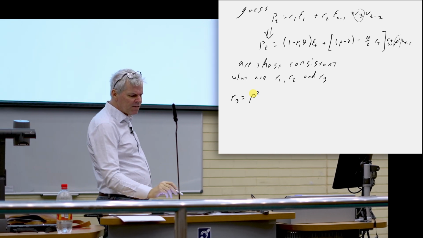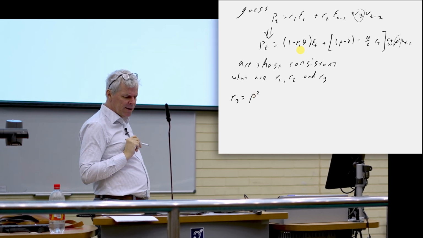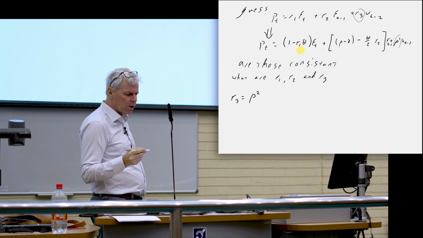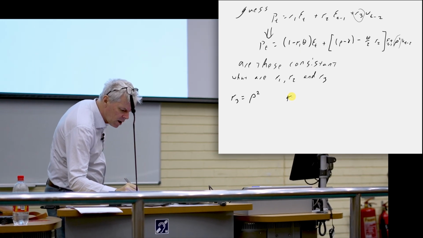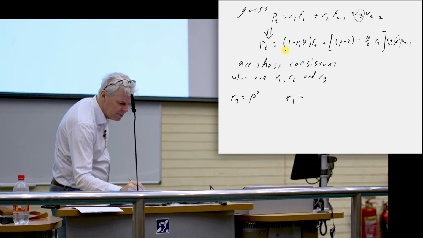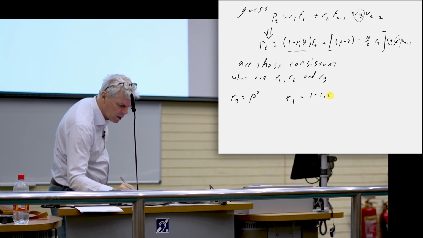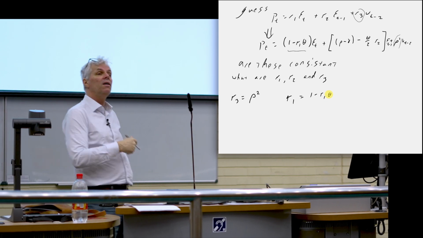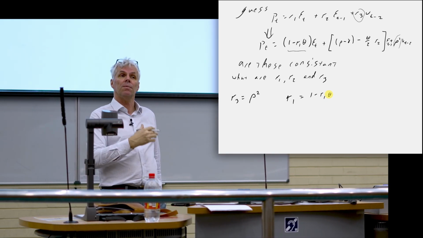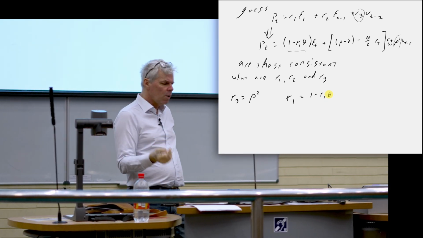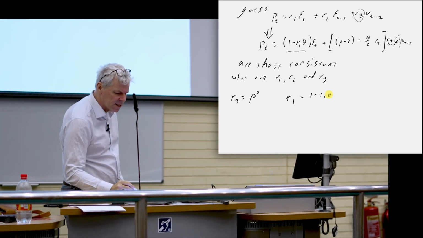Okay, now we need to find R1 and R2, and these are a bit messier, right? So if our guess is correct, R1 has got to be equal to this thing here, 1 minus R1 theta. If those two are equal, then the guess can be correct. Well, can we find an R1 such that that is true?